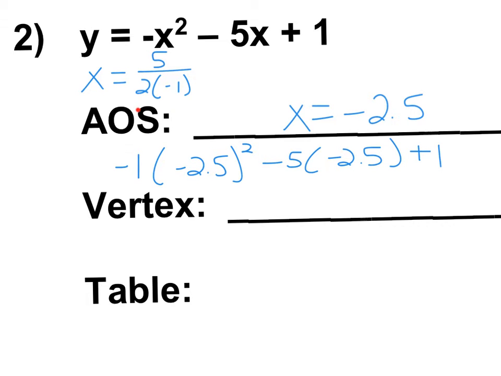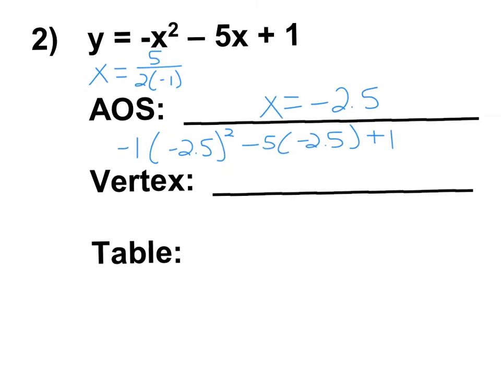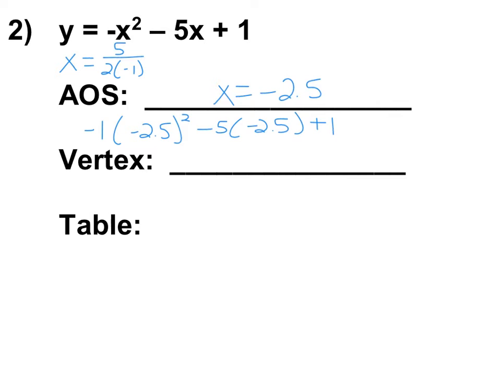And so when I put that in my calculator, I end up getting 7.25. So I have negative 2.5 and 7.25. Okay, so over here on my grid, let's go ahead and get the axis of symmetry at negative 2.5. So this guy's going to be kind of in the middle here. Negative 2.5.